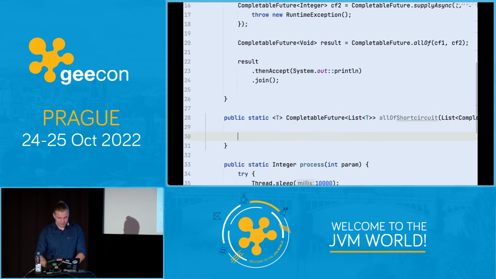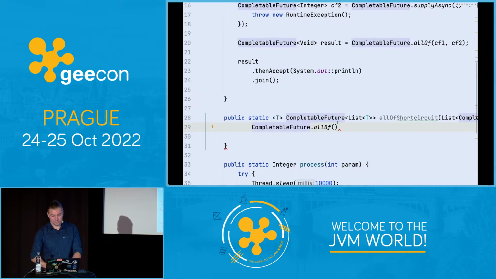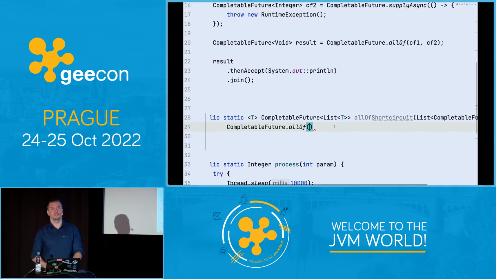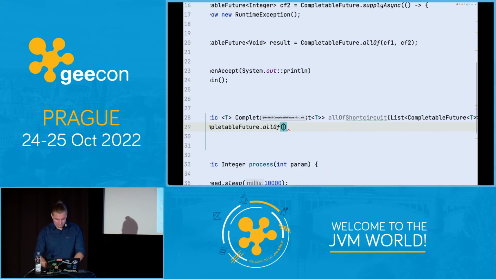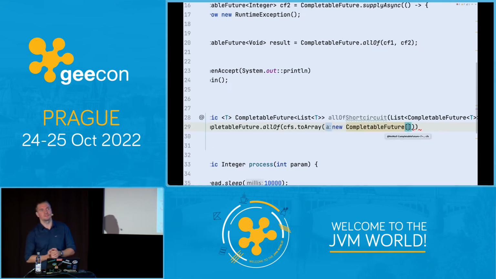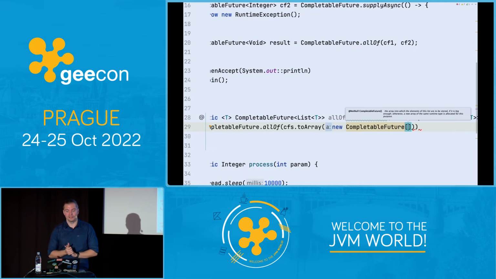So we can be smart and just reuse what we have out there. We go for the OLOF. And now we need, it's probably the hardest part of that implementation, which means converting a list into an array. So here's the CF2 array, new CompletableFuture, and here comes a very difficult decision. What's the right size to initialize a new array when converting a list to an array?